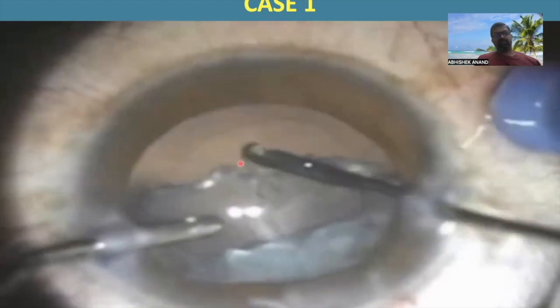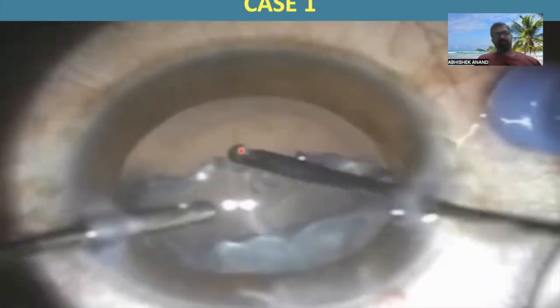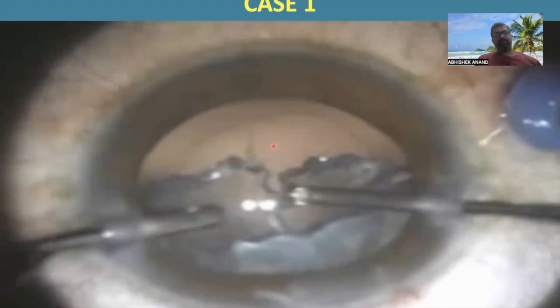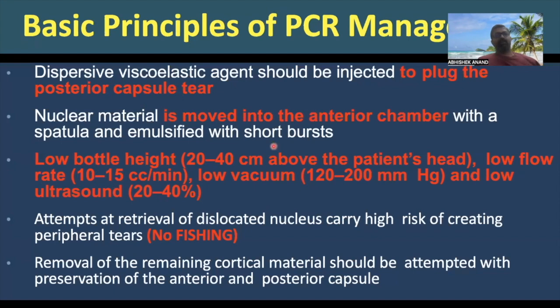And here you see the vitrectomy cutter is going behind the PC rent, trying to remove the vitreous. And the urge to remove the phaco handpiece was well avoided. Which viscoelastic? Now the dispersive viscoelastic agent should be injected to plug the posterior capsular tear.